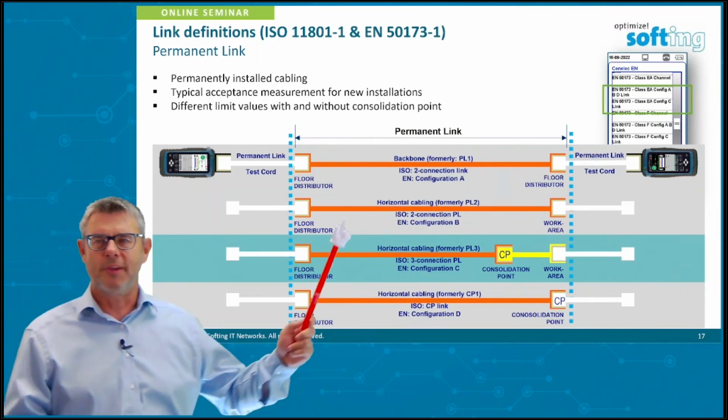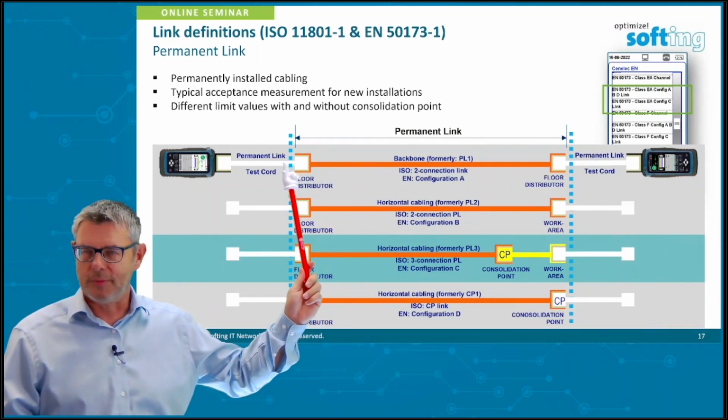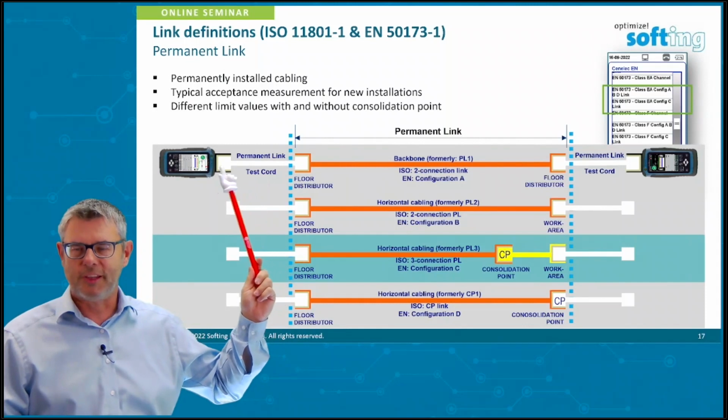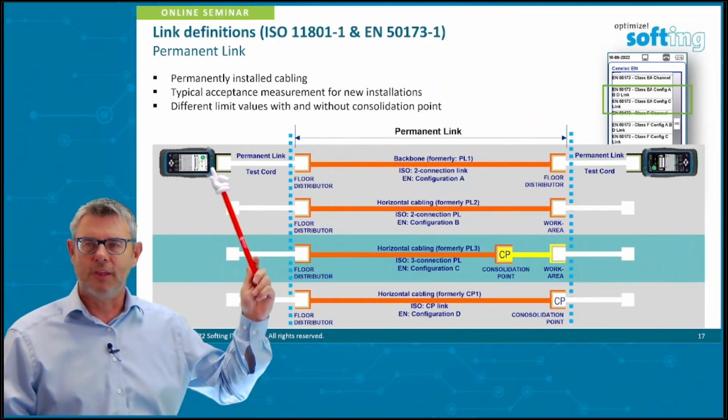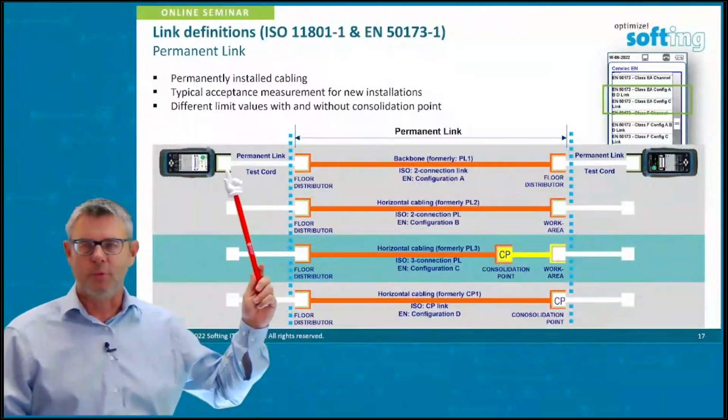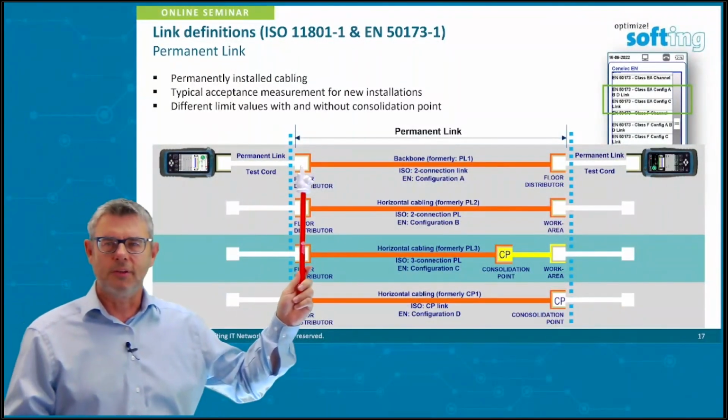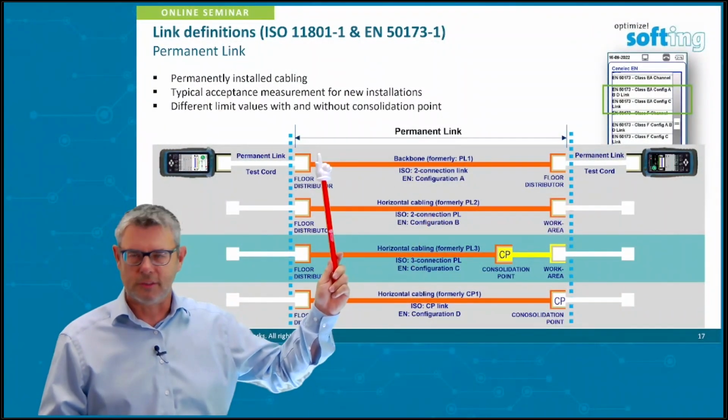What should not be part of the measurement is this part of the measuring cable plus any adaptation here to the instruments. So the permanent link sits between the two ends here, including the connector of the test cord.